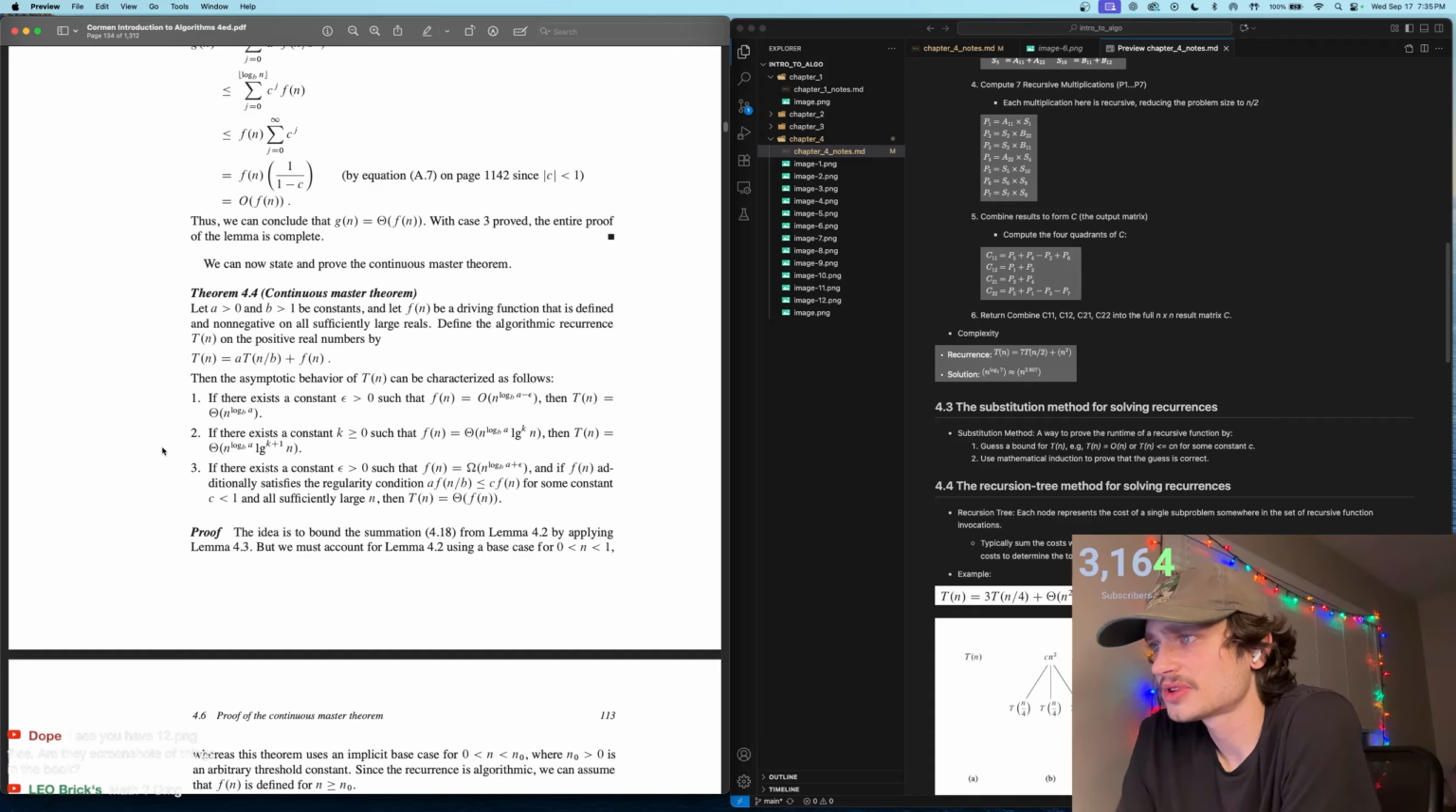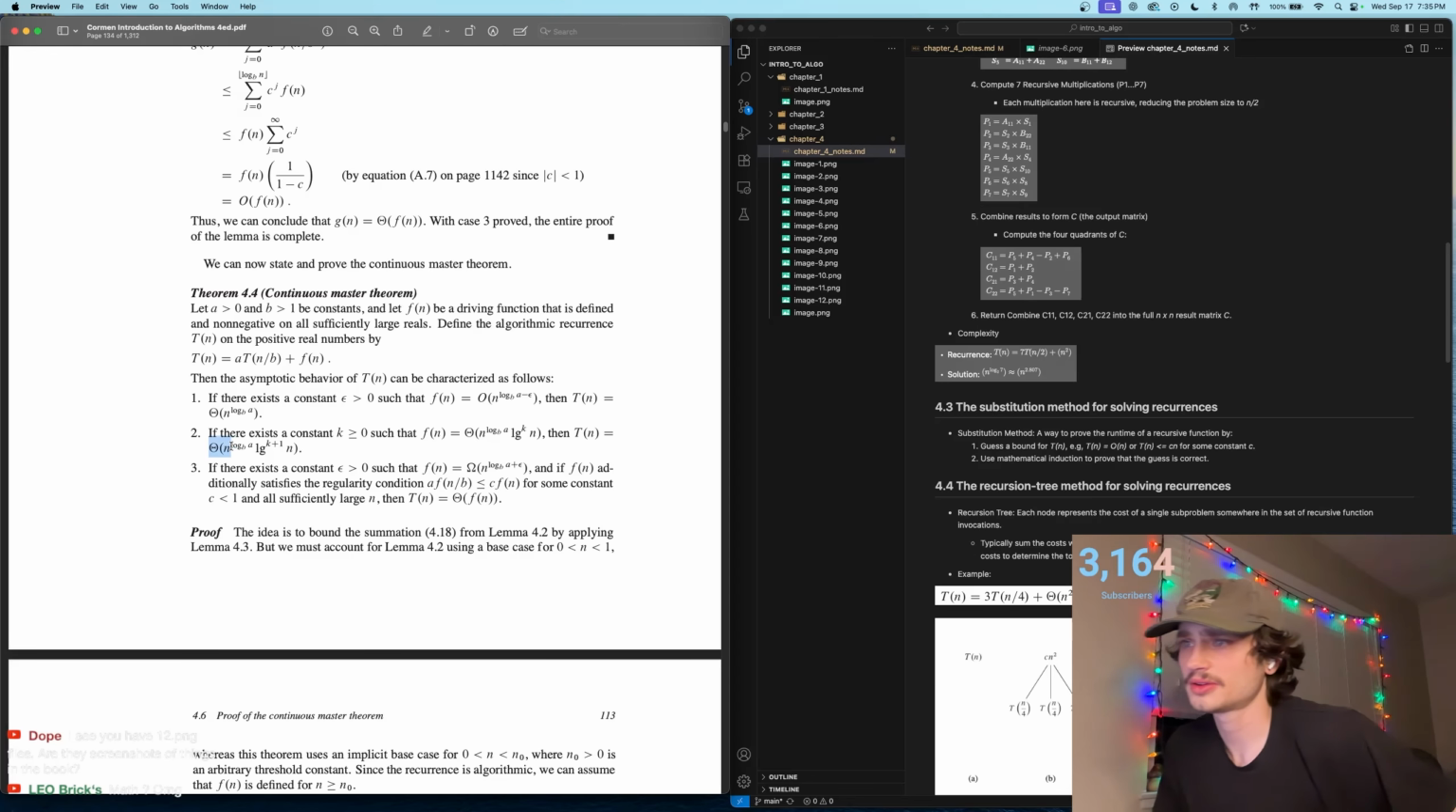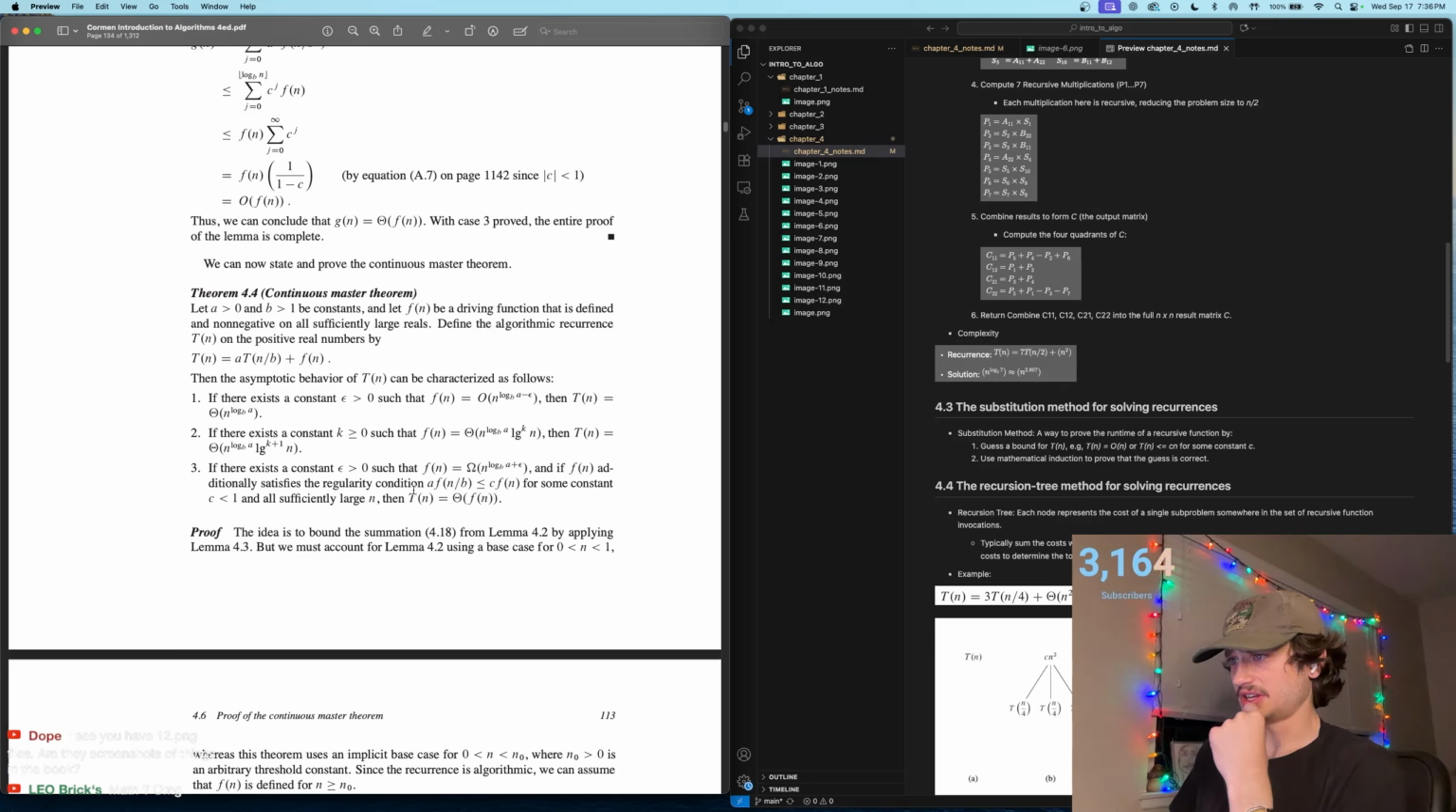If there exists a constant epsilon greater than 0, such that this equation, then T of n, the recurrence, is this equation. If there exists a constant k greater than or equal to 0, such that this equation, then T of n is equal to this theta bound. If there exists a constant epsilon greater than 0, such that f of n is big omega of this expression, and if f of n additionally satisfies the regularity condition, a times f of n over b less than or equal to c times f of n, for some constant c less than 1 and all sufficiently large n, then T of n is equal to big theta of f of n.